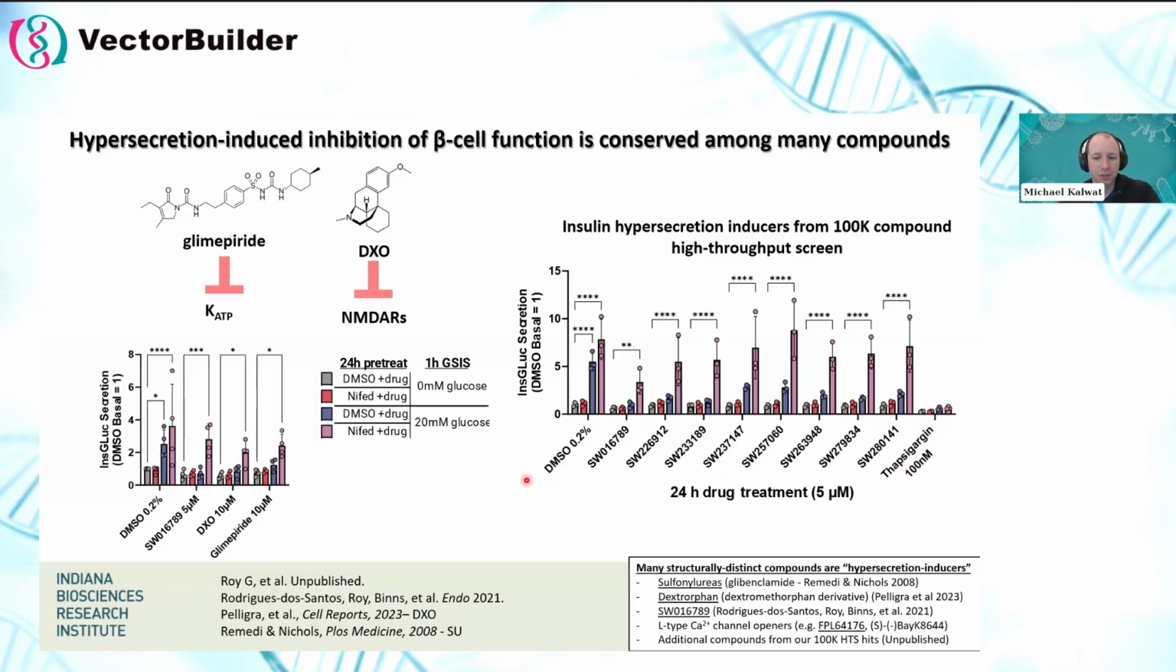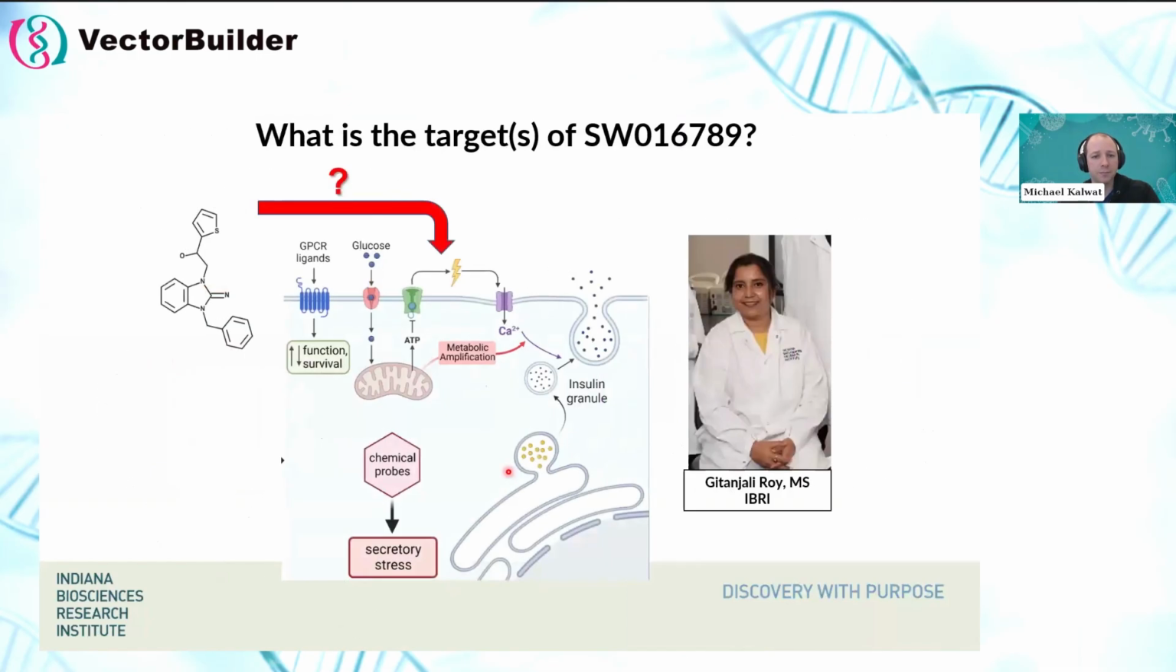So we think this hypersecretion stress response could be a unique pathway in the beta cell that's a little bit distinct from canonical ER stress. But when I started my lab, I still didn't know what the actual protein target of this compound was. And this is the downside of doing these phenotypic screens. You end up with these compounds and you don't know exactly how they work.